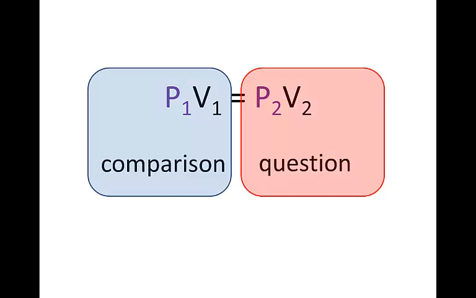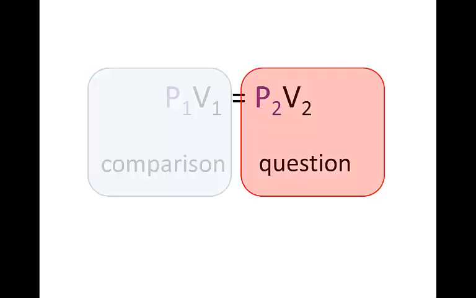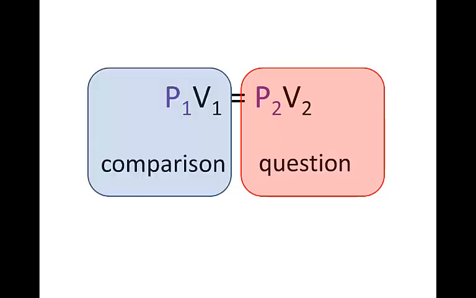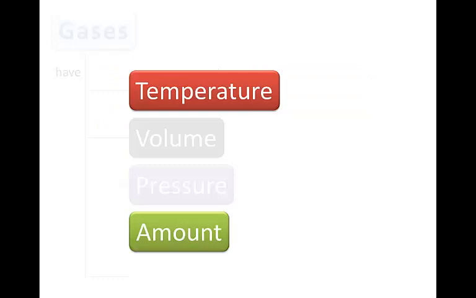We can say the comparison state and the question state. In the comparison state, we know both pressure and volume that are associated with one another, and in the question state, we know one of them, either pressure or volume, and we need to find the other. We can only use this equation if we have two states of the same gas. Temperature and amount of gas must be controlled between the two states, otherwise we can't use this equation.